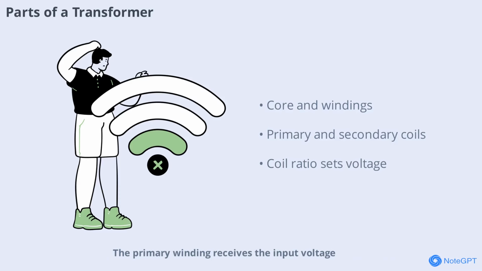The primary winding receives the input voltage, creating a changing magnetic field in the core. This field induces a voltage in the secondary winding, which delivers the output voltage. The ratio of coils between the windings determines whether the voltage is stepped up or down.